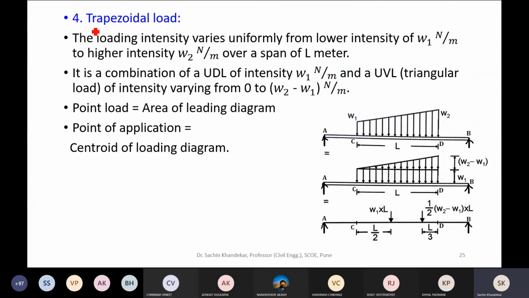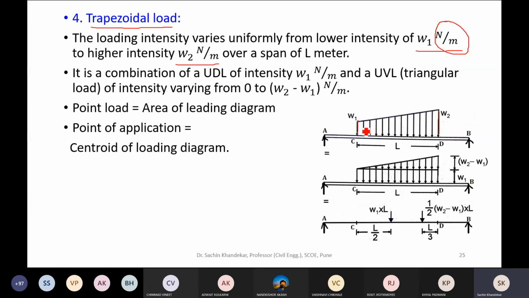Then the last type of loading is the trapezoidal loading. Trapezoidal loading is something like this. The loading intensity varies uniformly from a lower intensity W1 Newton per meter at one end, say point C, to a higher intensity W2 Newton per meter, over a span of L meter. W1 is expressed in Newton per meter, or sometimes kilonewton per meter, and W2 is expressed in the same unit.